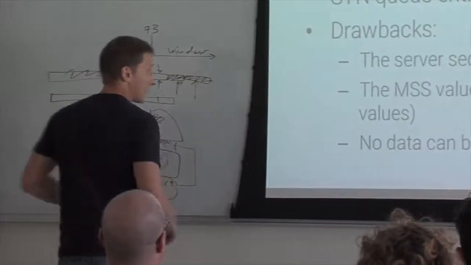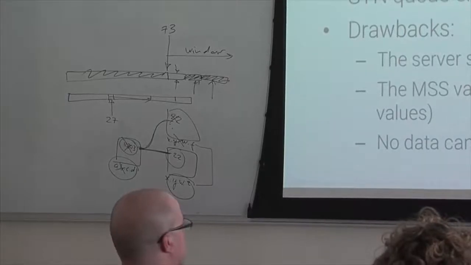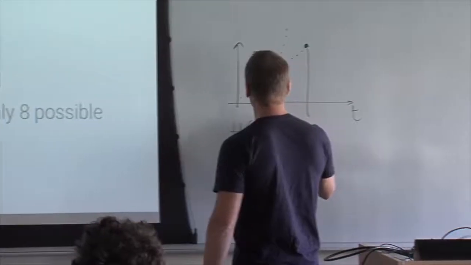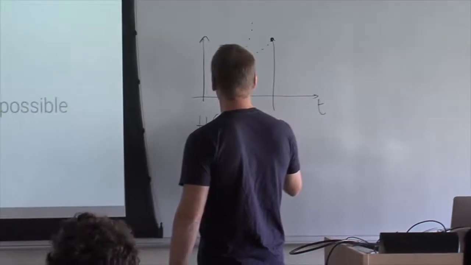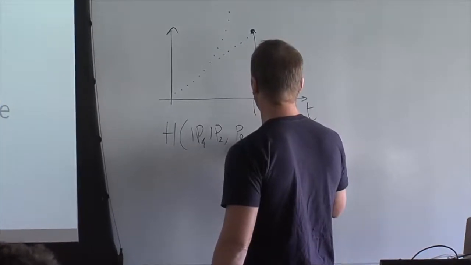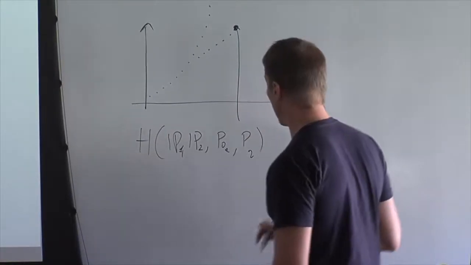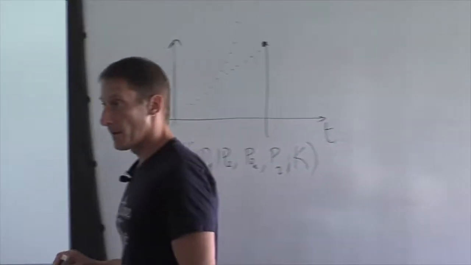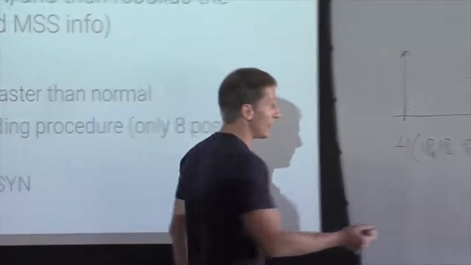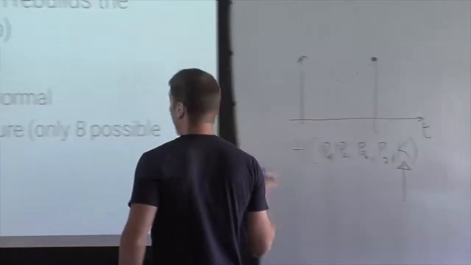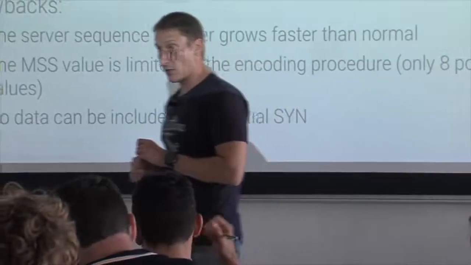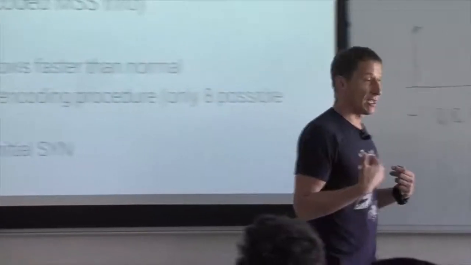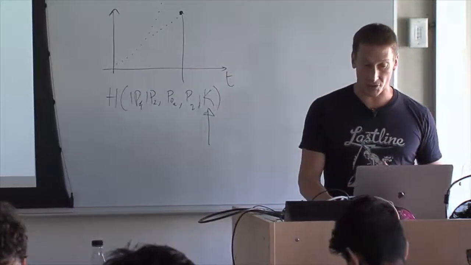That means that it's not just a hash of IP1, IP2, port 1, port 2. It's not just this. There is also a secret value. That means that unless you know this secret value K, you cannot have the right information in that sequence number. And so by doing this, you don't have to keep any memory of the half-open connection.